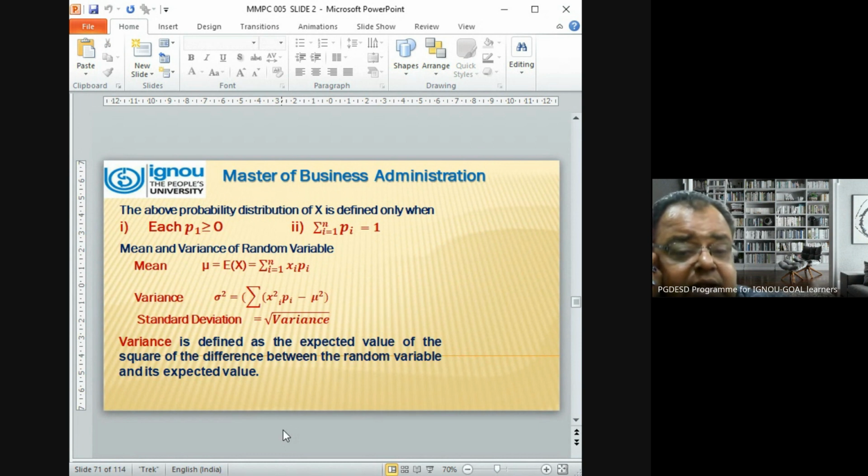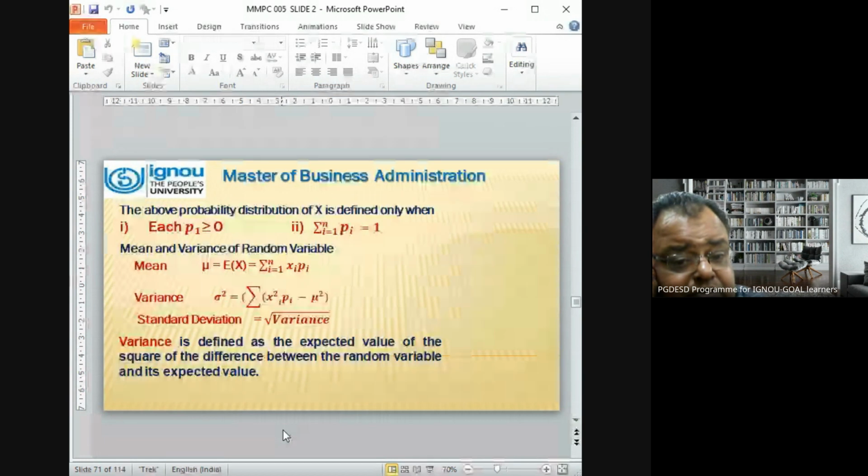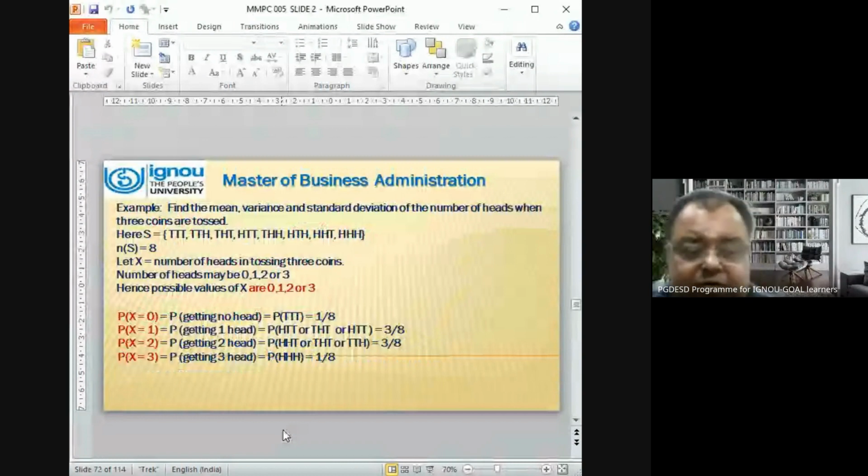Now how is the mean calculated? Mean is the summation of xi pi. Variance is the summation of x square pi minus mu square, and standard deviation is the square root of variance. Variance is defined as the expected value of the square of the random variable minus the square of its expected value. Actually, where did that come from?